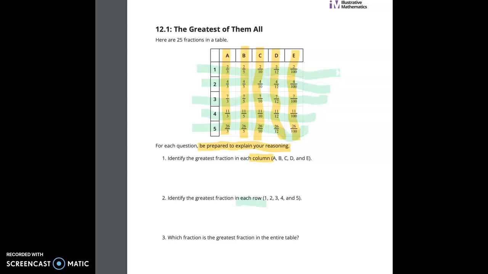Now, for number 3, you need to decide which fraction is the greatest fraction in the entire table. What do you think? So 2/3, 2/5, 2/10. None of these are greater than 1. You know what I noticed? We have a fraction right here that's greater than 1 whole. Do we have any other ones? Oh, yep, we have this one too. And this one. This one's more than 1. This one's more than 1. This one's more than 1. Oh, these are definitely.